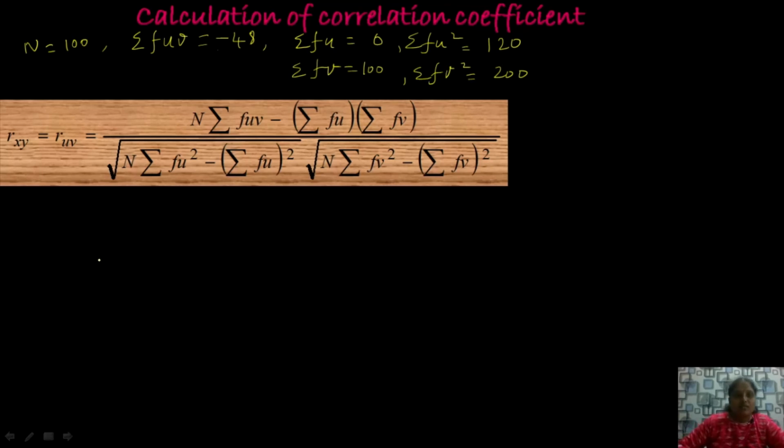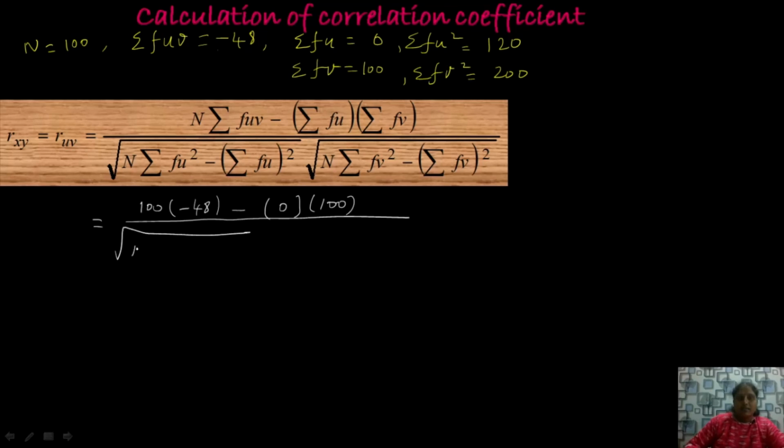Now let's substitute all these values in the given formula. We get n value is 100, sigma fuv is minus 48, minus sigma fu is 0 and sigma fv is 100, over under root n, that is 100, sigma fu square is 120 minus sigma fu the whole square, that is fu is 0, so 0 square is 0 itself, under root n value is 100, sigma fv square is 200 minus sigma fv the whole square, that is 100 whole square.